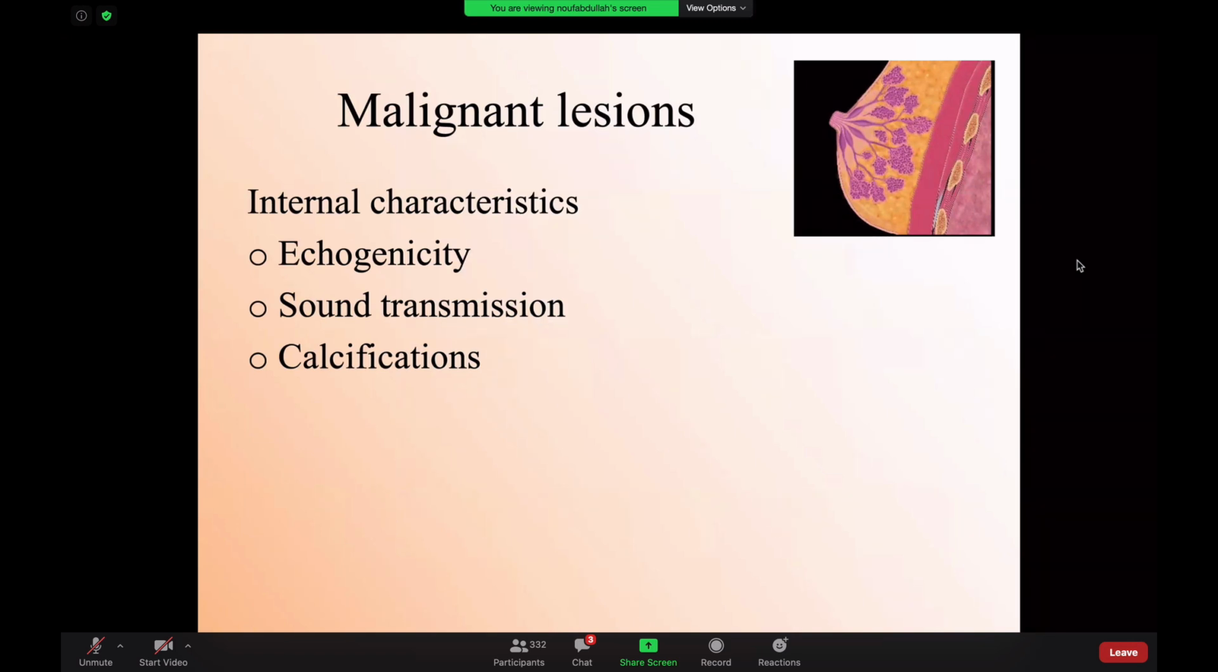What other features can help you? Internal characteristics, I don't find very helpful. So echogenicity of the lesion is not helpful. Sound transmission, so if you have posterior acoustic shadowing or posterior acoustic enhancement, it's not helpful. It could be benign, could be malignant. Calcification is not very helpful. It could be benign, as in the case of milk of calcium, or it could be malignant, as in the case of ductal carcinoma in situ. So calcification is not always helpful, but sometimes it can help.